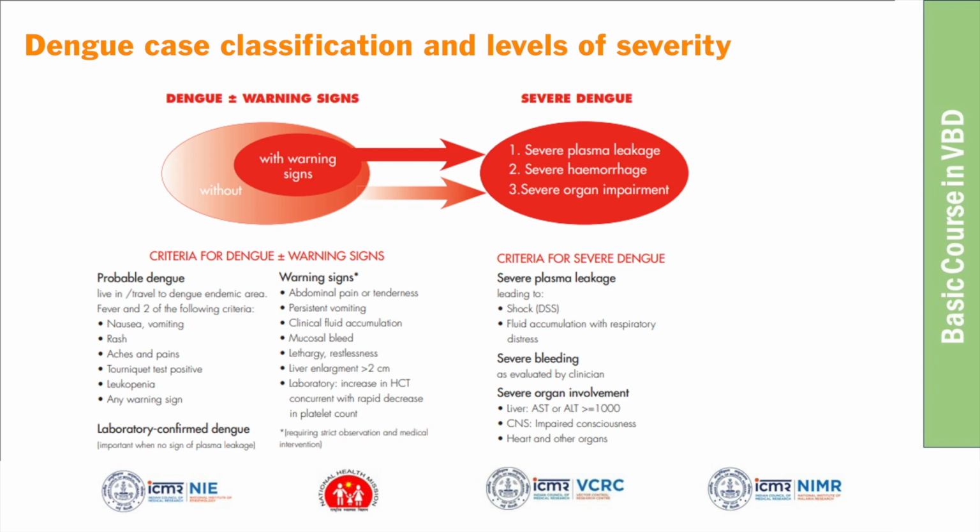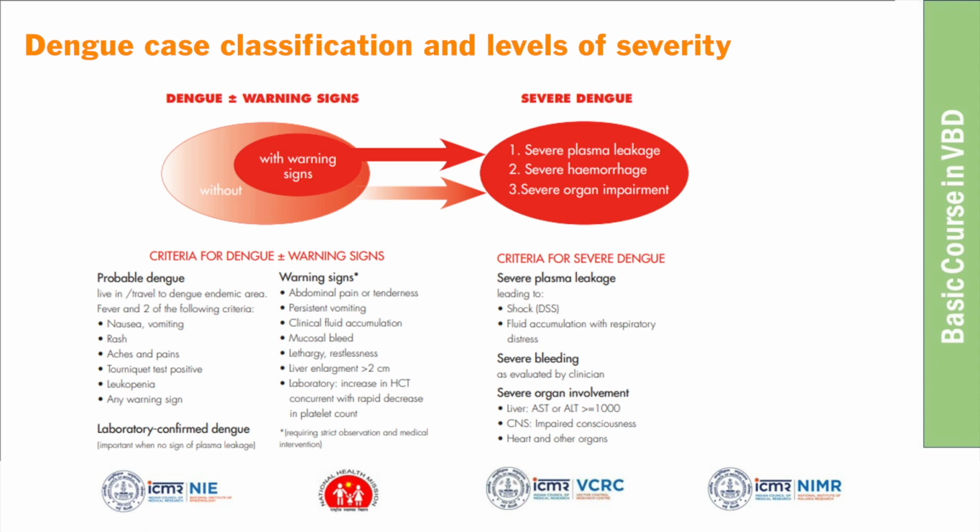And then classifying dengue based on severity, with warning sign and without warning sign. They have listed the warning signs: abdominal pain, vomiting, fluid accumulation, mucosal bleed, liver enlargement, and then the laboratory parameters. If a dengue case has any of these symptoms, it's called dengue with warning sign. If they don't have any of the listed warning signs, then it is classified as dengue without warning sign.